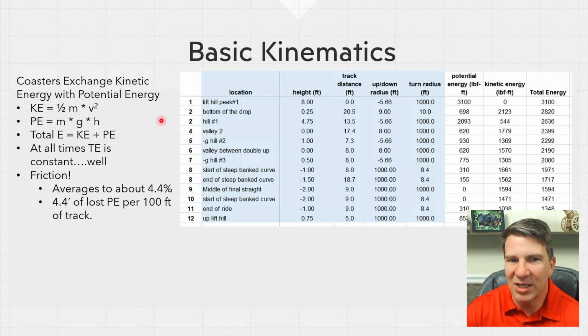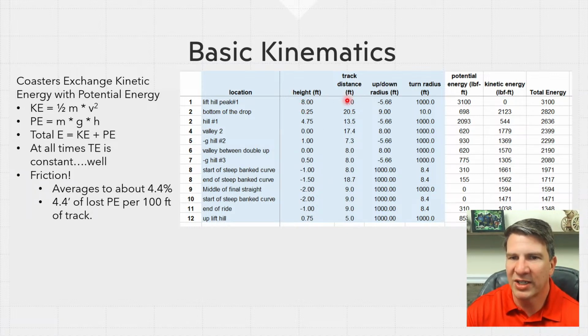All right, so this is the Black Widow coaster, and I put here different points on the coaster. So this is the top of the lift hill, the bottom of the drop, the top of the next hill, valleys, hill, valley, all the way to the end. So here we're starting off with the height of 8 feet. And I actually have a negative foot here because the lowest part of the ride is actually lower than the station where I put my 0.